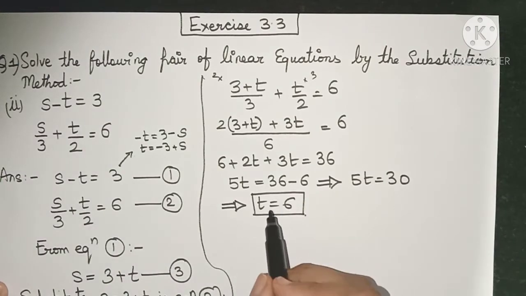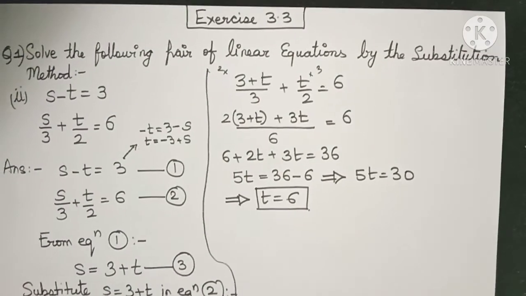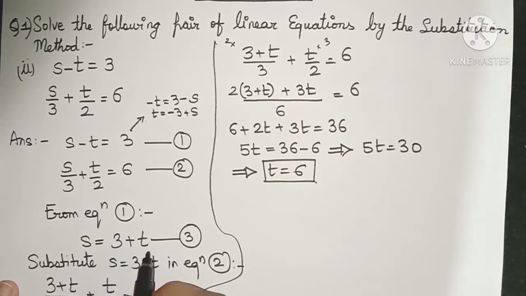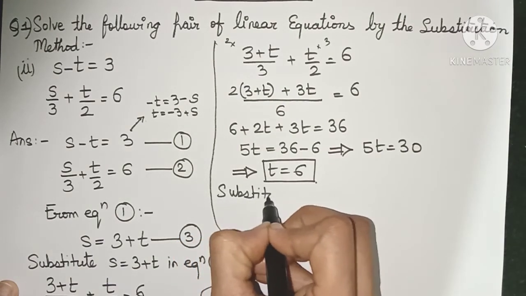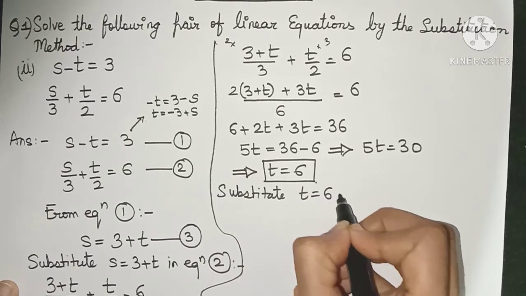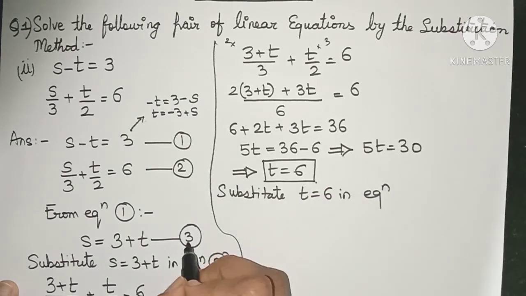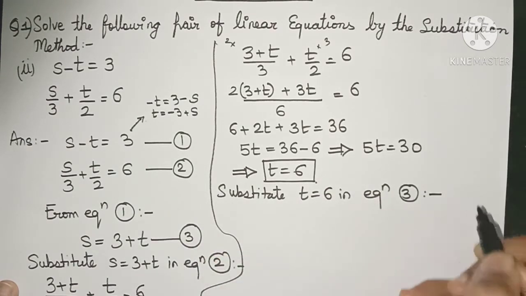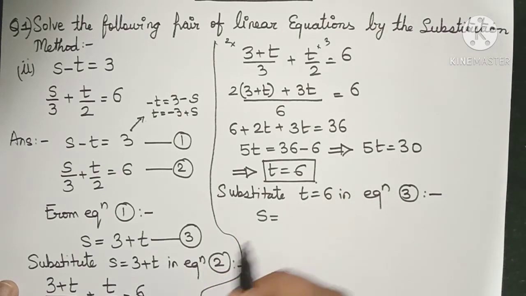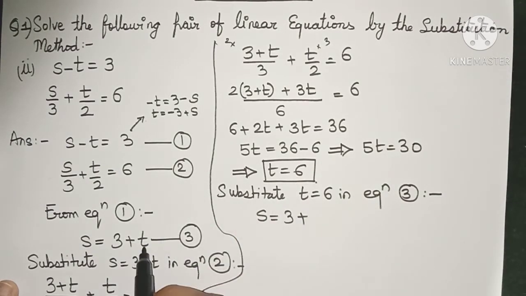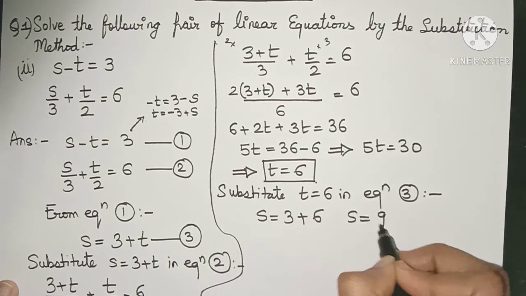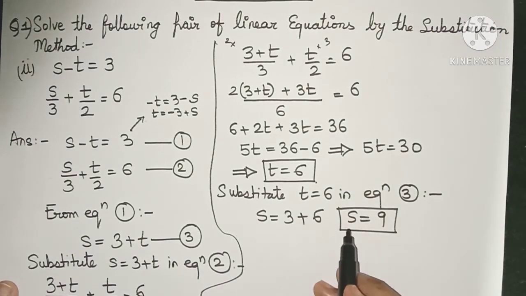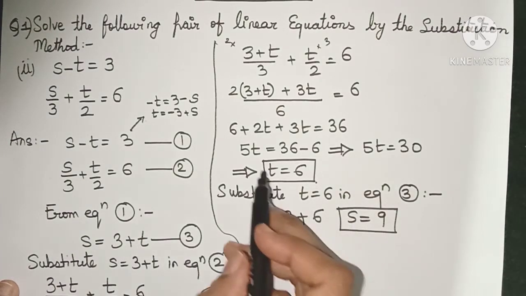So what do I do? I substitute this value of t in which equation, friends? In equation number 3, it's easiest, right? Because we've already expressed s in terms of t. So what I do is, I will write substitute t is equal to 6 in equation number, which one? Equation number 3. So let's do that. s is equal to 3 plus, wherever there is t, I'm going to put the value of t, which is 6. So I will get s as 9. So here we are, friends, we have got the value of s as 9 and t as 6.